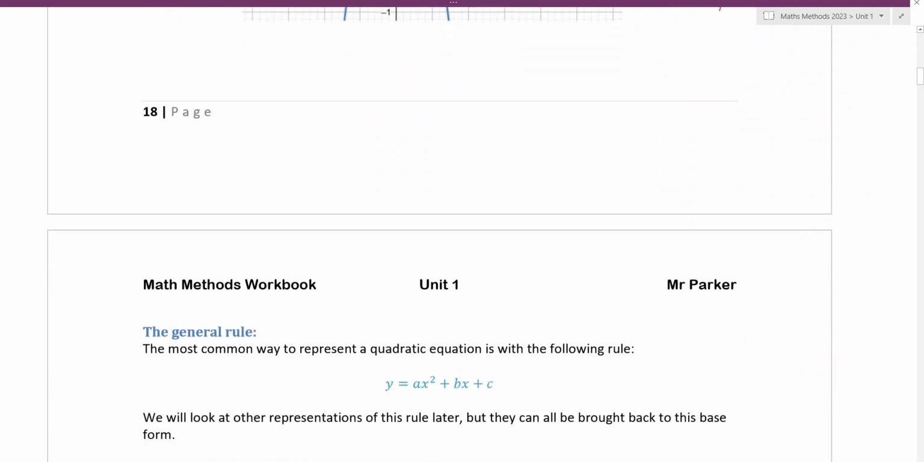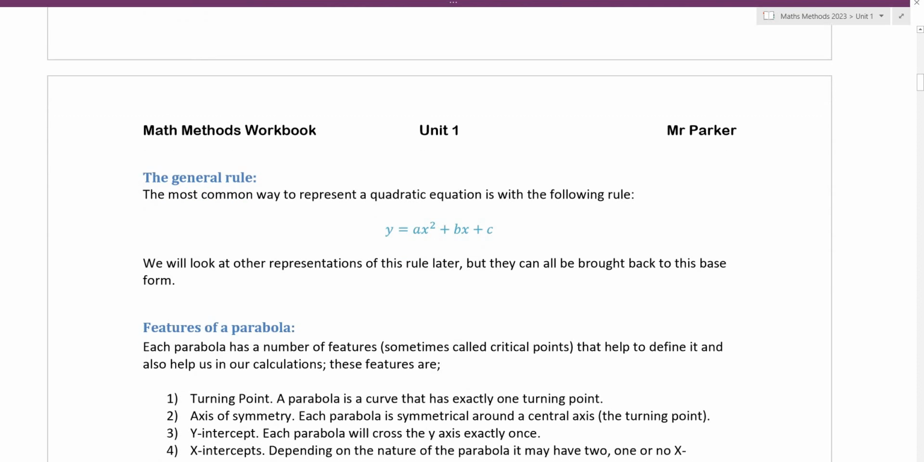Let's have a look at some problems. Like I said, the most common way to represent the quadratic equation is with your rule, y equals ax squared plus bx plus c. You might remember when we talked about linear lines, what's the general form of a linear? Yeah, y equals mx plus c. You've heard about y equals mx plus c since like year 8. The quadratic version of that is y equals ax squared plus bx plus c.